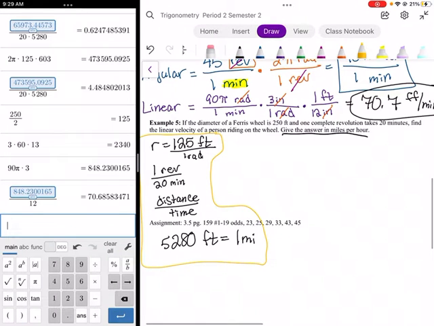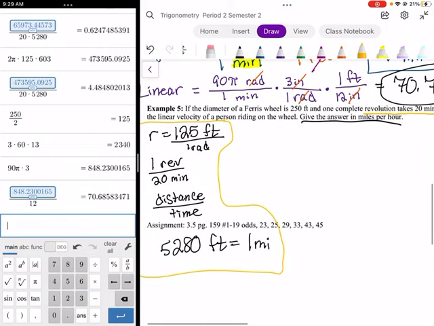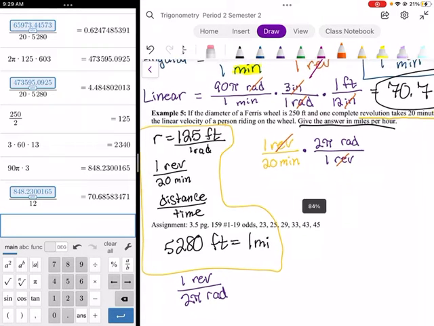So we're going to start with the very beginning that they told us. We have 1 complete revolution in 20 minutes. So we're going to start with 1 revolution over 20 minutes. And remember, 1 revolution is also equal to 2 pi radians, because that's how far you go around in a circle. So to get rid of the revolution units, we're going to multiply this by 2 pi radians over 1 revolution. Now we know we've got rid of the revolution units.